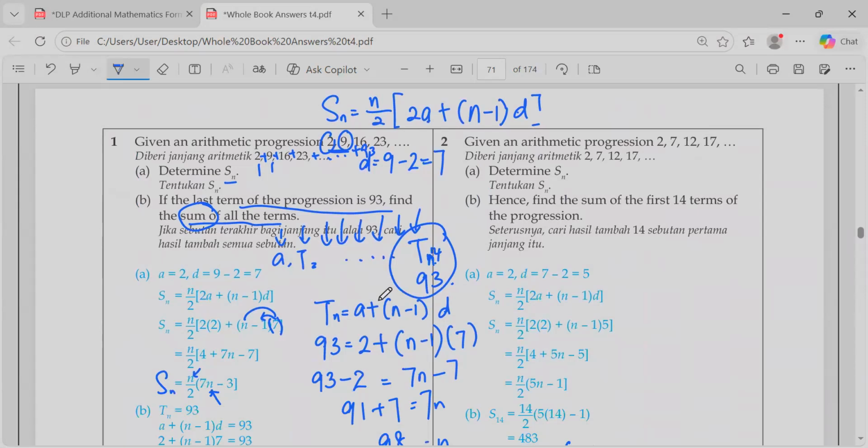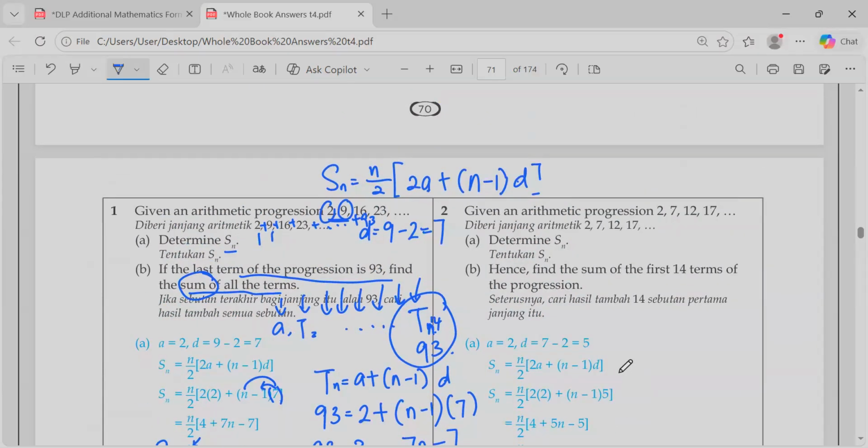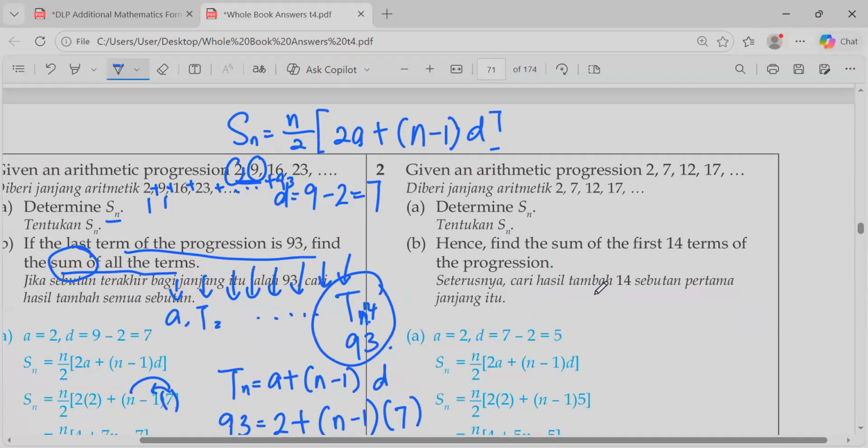You have just learned two formulas only, this formula. So substitute 93 to get the number of terms. After you get the number of terms, you substitute 14 inside the formula, and then you get the answer. Okay, look at this one, quite easy.